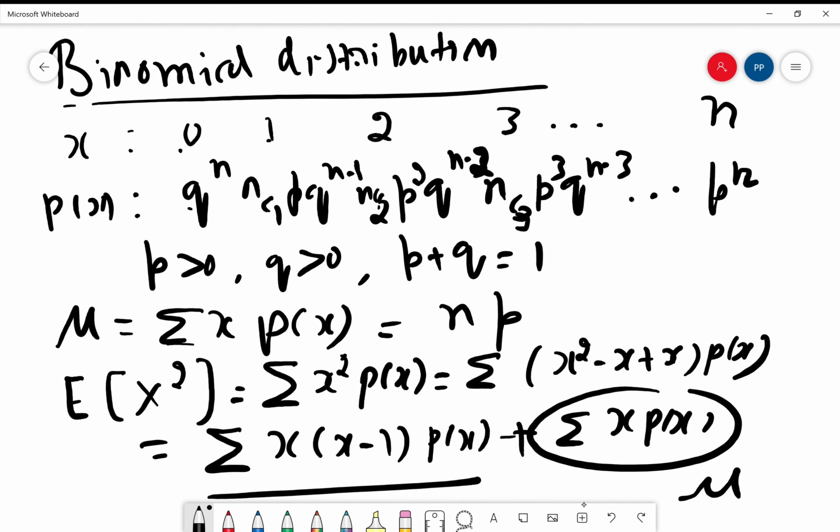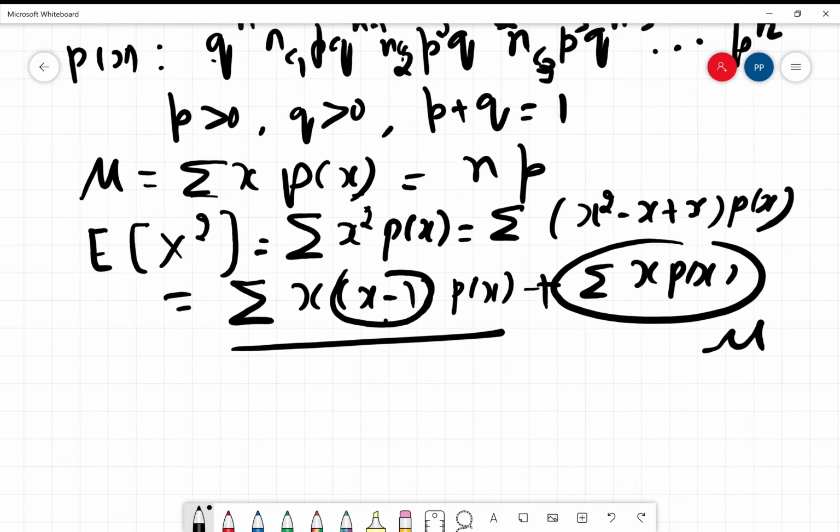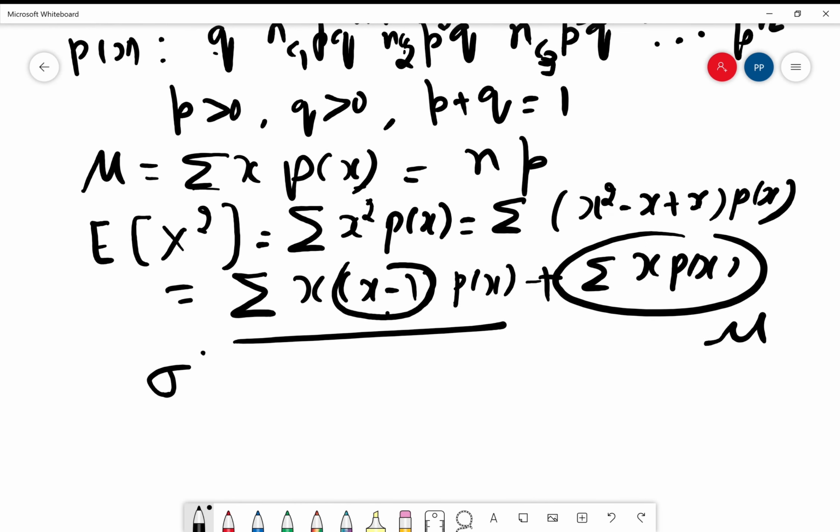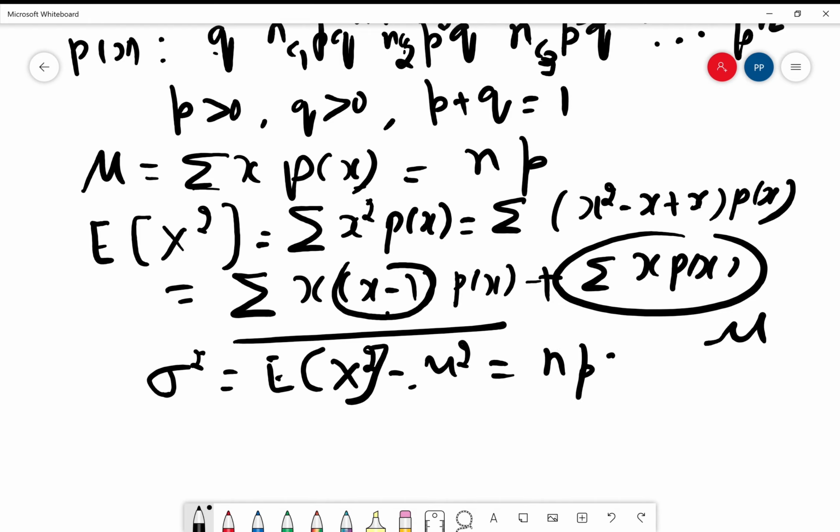While finding the first one, you just have to multiply by one more factor, which is x minus 1. In the first case x is 0, then x minus 1 is minus 1, like that. Then simplify, and using the formula sigma square equals E of x square minus mu square, you get the variance, which comes out as npq. This is the standard result.